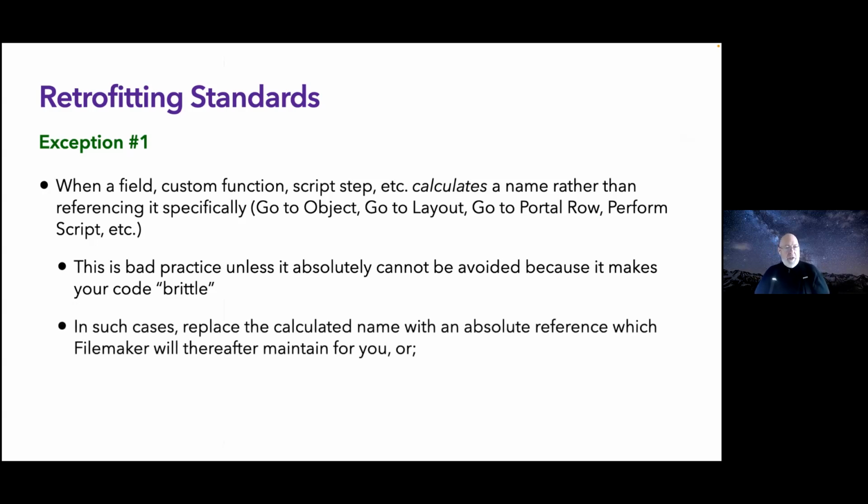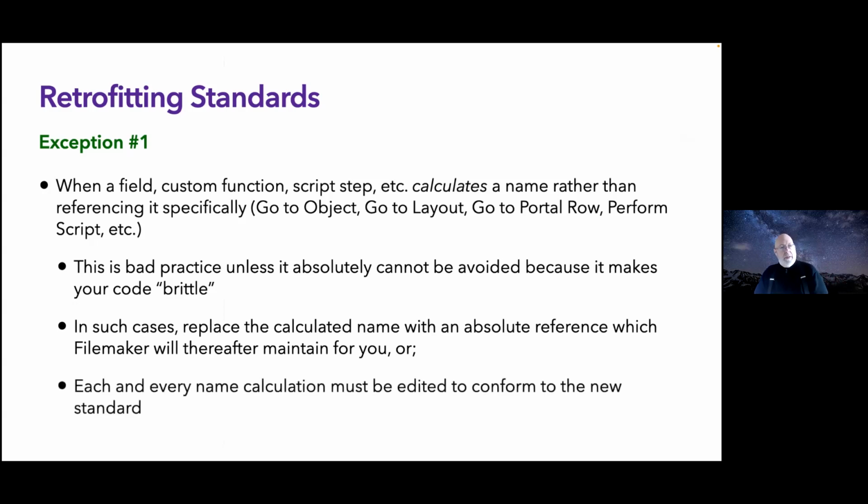And in such cases, the best case is replacing the calculated name with the absolute reference, and then FileMaker will maintain it for you forever after. But if you can't, you've got to go through each and every name calculation and edit it to conform to the new standard.